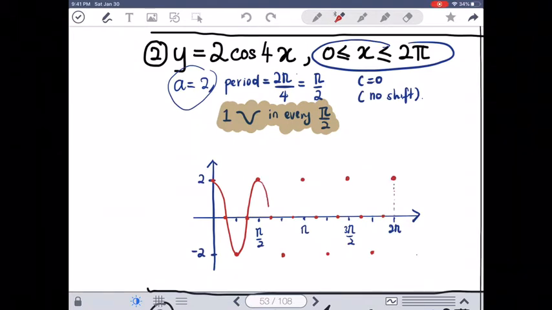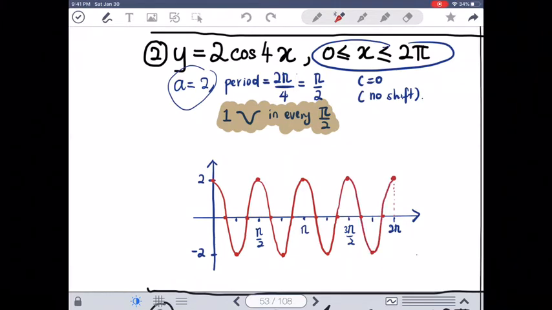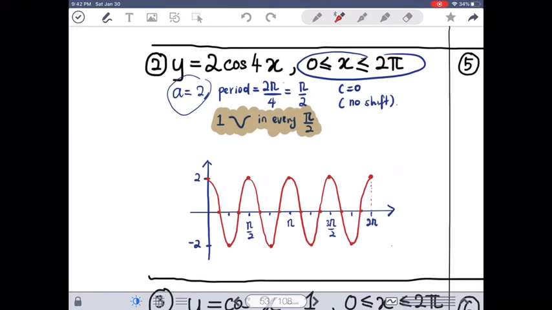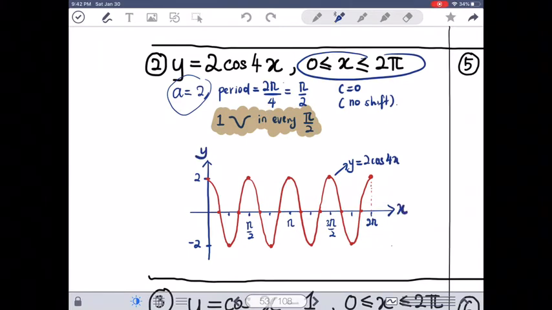Okay, so just use your free hand to draw the graph. The graph shouldn't be sharp, it should be smooth. Right, so that is the graph of 2 cos 4x. Since there is no shift, we don't have to do any shift here. So you can label your graph y equals 2 cos 4x. This is the y-axis and x-axis.